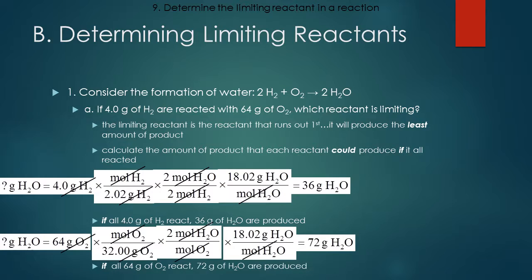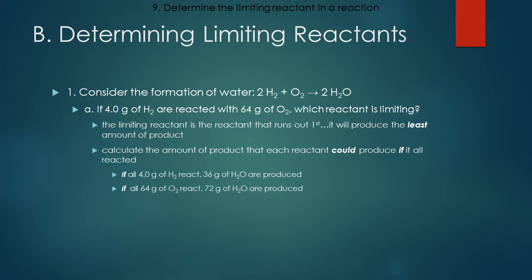Well, what does this tell me? It tells me that if all 64 grams of oxygen react, we will get 72 grams of water produced. Now that we've done these two calculations, I want you to pause the video and think about this question. Which of these reactants, hydrogen or oxygen, is limiting? Alright, I assume you've had a chance to think this over.